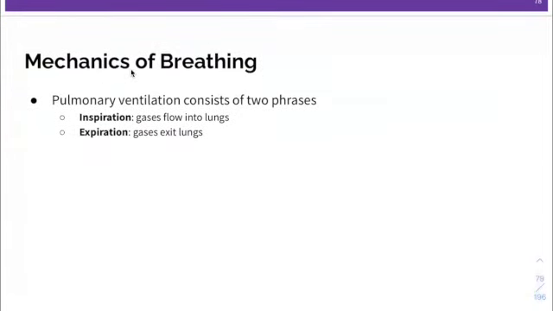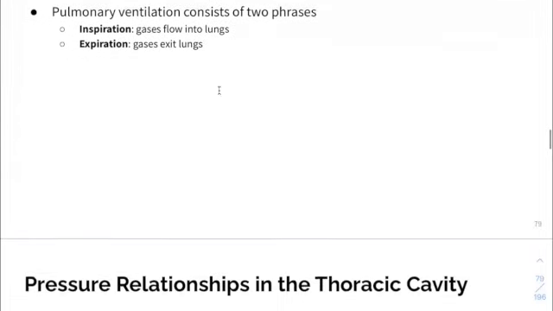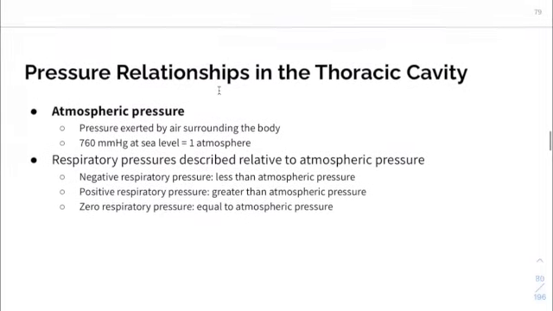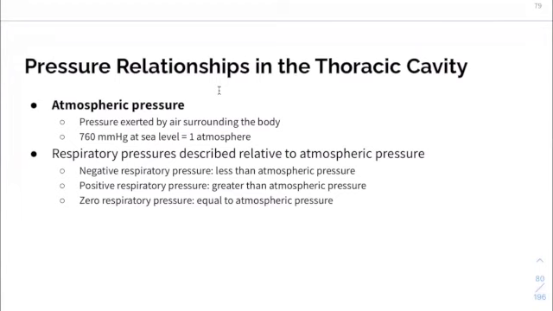So, of course, when we breathe in, it's called inhalation. And when we breathe out, it's exhalation. And let's look at when we are breathing in and out, the pressure that is within our lungs. It can either be written in millimeters of mercury or atmospheric pressure.